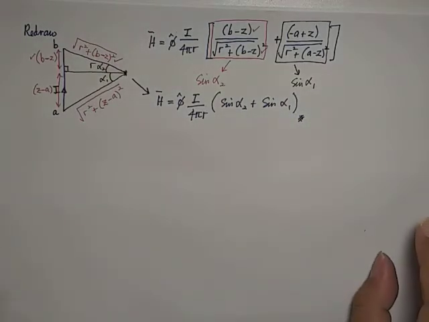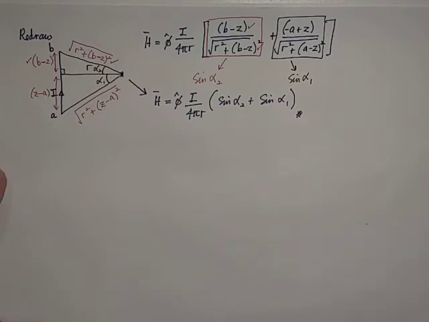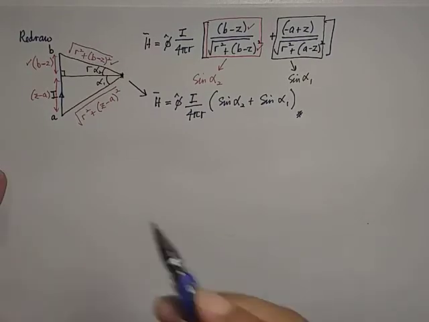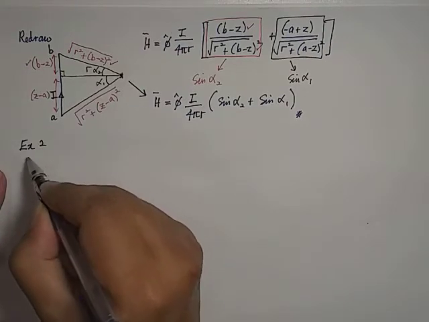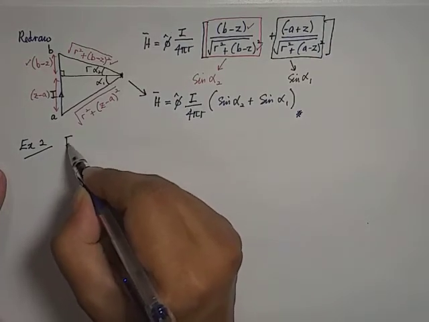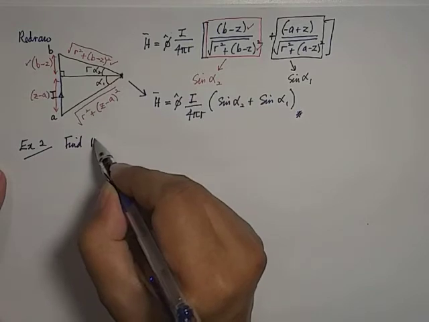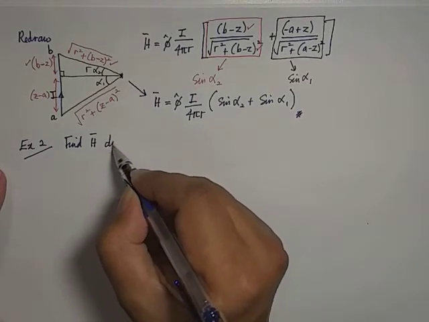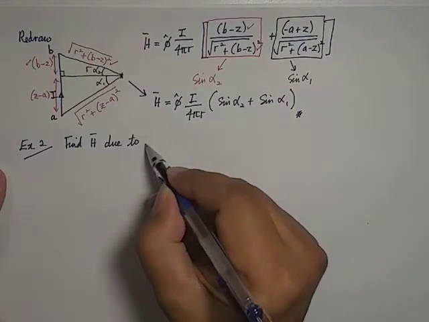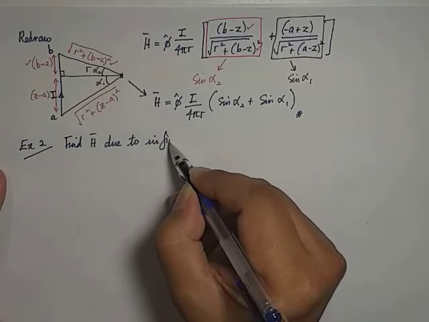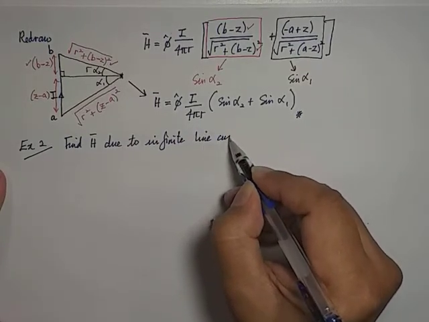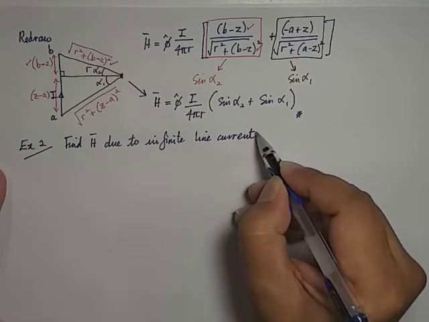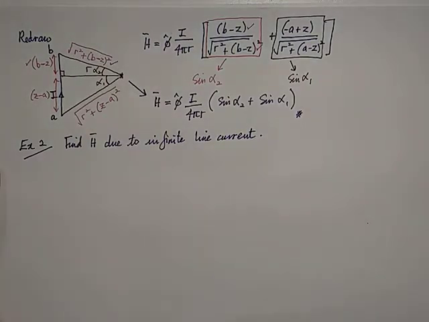Okay, so let's extend this problem slightly different now. So let's say example 2. Okay, find H due to infinite line current. Okay, that should be a general equation.